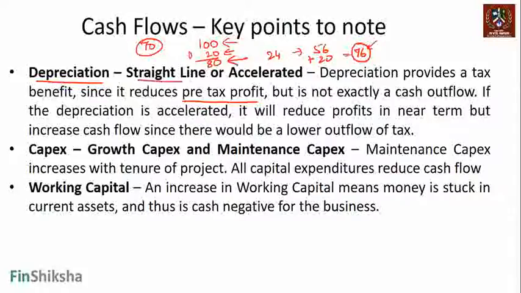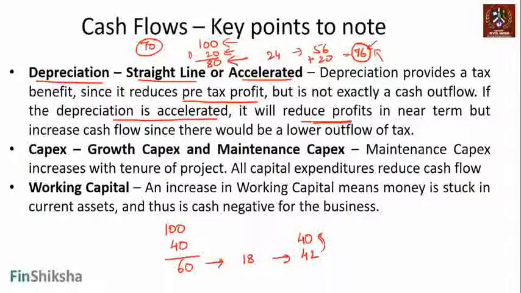Now, what is important to understand is whether depreciation is straight line or accelerated. In straight line, over 5 years, I will just take 20, 20, 20, 20, and hence my cash would be 76. In accelerated, I could take 40 in the first year. So I get 60. 60 will take a tax of 18, give me 42. To this, I will add back the 40, right? So accelerated depreciation will reduce profits because my profits are now 42 instead of 56 earlier, correct? That's because the pre-tax profit has gone down, and hence the total profitability will be lower, but it will increase cash flow since there will be a lower outflow of tax.